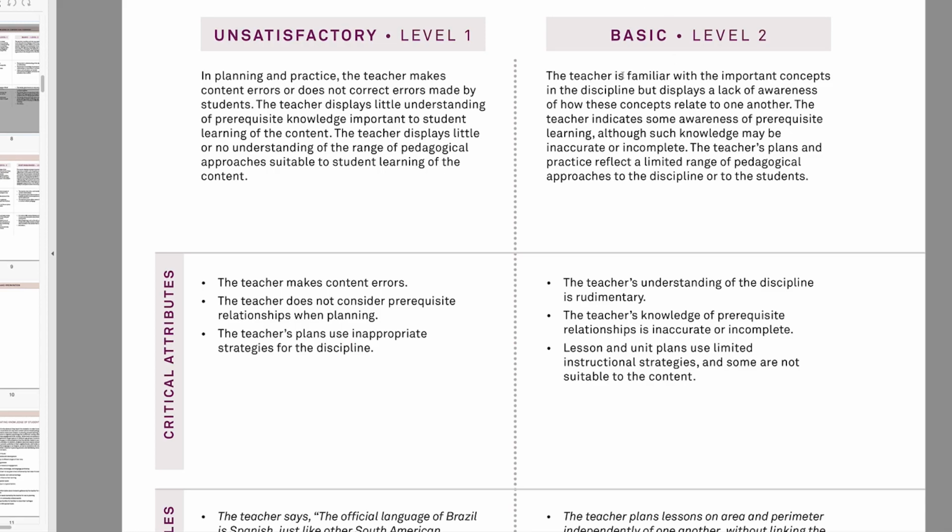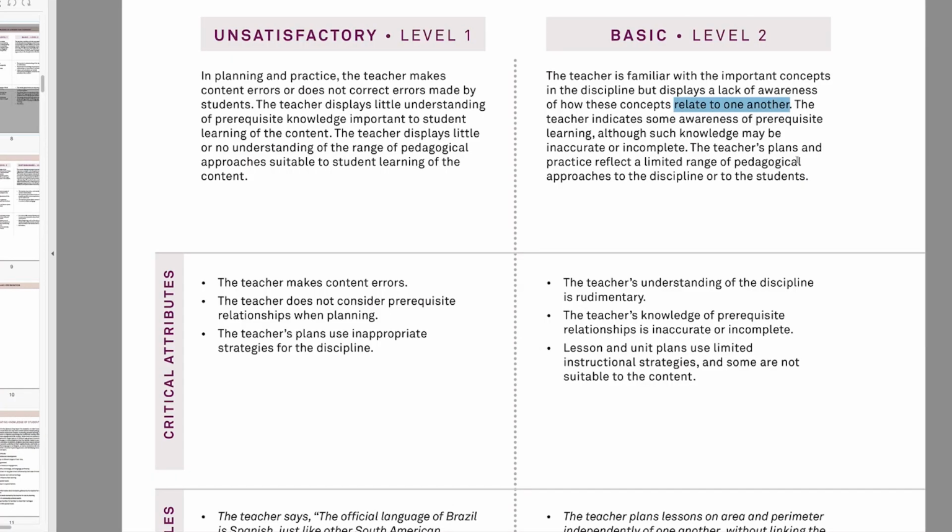So this says the teacher is familiar with important concepts, but displays a lack of awareness of how these concepts relate to one another. So maybe, let's just take biology, for example. Maybe you understand cells, and you understand DNA, and you understand heredity, all in different components, but you have a hard time kind of connecting them for the students and how they relate to one another, okay? The teacher's plans and practice reflect a limited range of pedagogical approaches. Well, of course, because you're new. You're not going to have an unlimited amount of pedagogies and practices that you're going to be using. So you might be here. Let's take a look at some of the examples here.